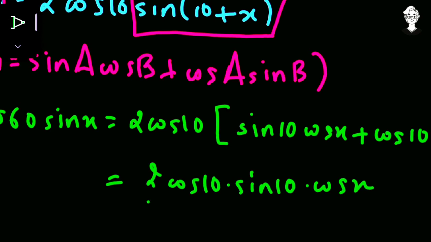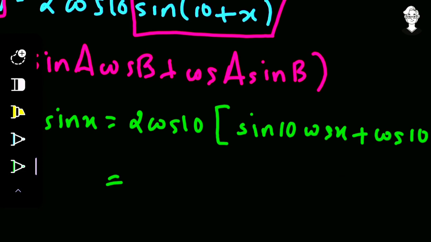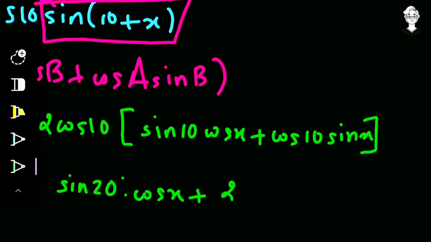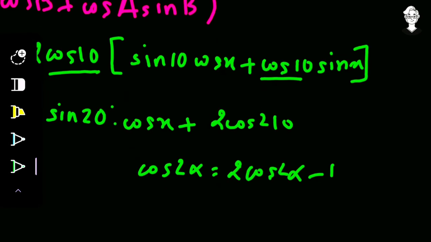Now remember the identity, 2 times sine A cos A is sine of 2 times A. So because of that, here 2 times cos 10 sine 10 will become sine of 20, and the cos x as it is, so sine of 20 degrees into cos x, and plus here it will form 2 times cos 10 into cos 10, which becomes 2 times cos square 10. And remember the identity that cos of 2 times alpha is 2 times cos square alpha minus 1. So from here we get that 2 times cos square alpha is cos of 2 times alpha plus 1.